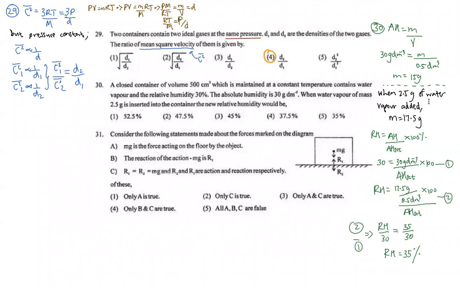So this is how you have to handle it, people. I have not drawn a diagram with the systems, but I hope you can understand what's going on. I have used the initial values to find the initial mass of water vapor, and then when you add 2.5 grams of water vapor, the new mass of water vapor, and then I have applied the RH equation for the old and new situations. Then I'm getting this. So the answer for this one is the fifth one.